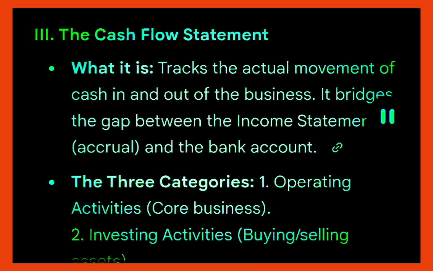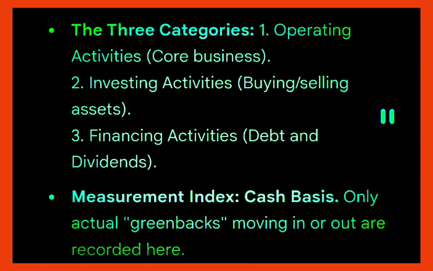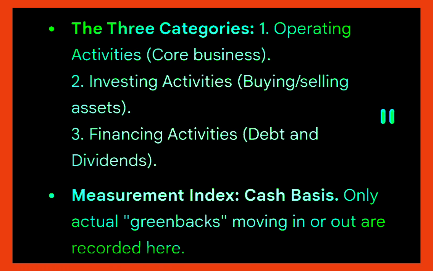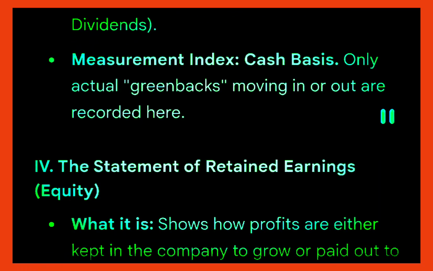The three categories: 1. Operating activities, core business. 2. Investing activities, buying and selling assets. 3. Financing activities, debt and dividends. Measurement index: cash basis. Only actual greenbacks moving in or out are recorded here.